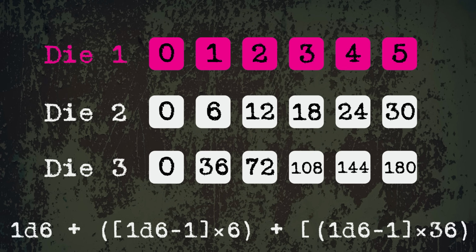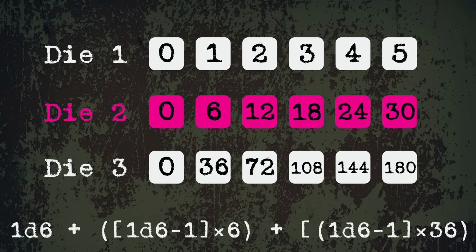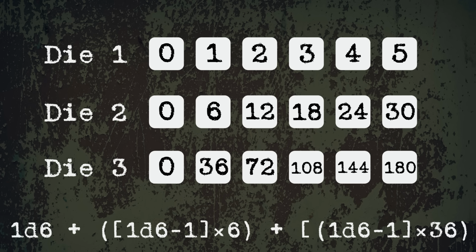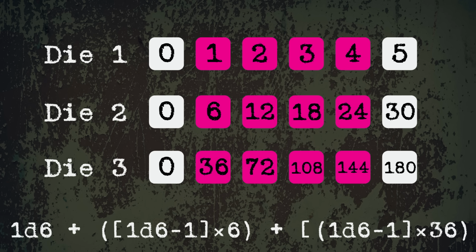Giving us one die that counts up in increments of 1, a second counting in increments of 6, and a third counting in increments of 36. And just like binary, each die will always be in one of those 6 states, providing a range from 0 when they are all in the first state to 215 when they are all in the 6th state. And they increment the same, just with 4 additional steps.